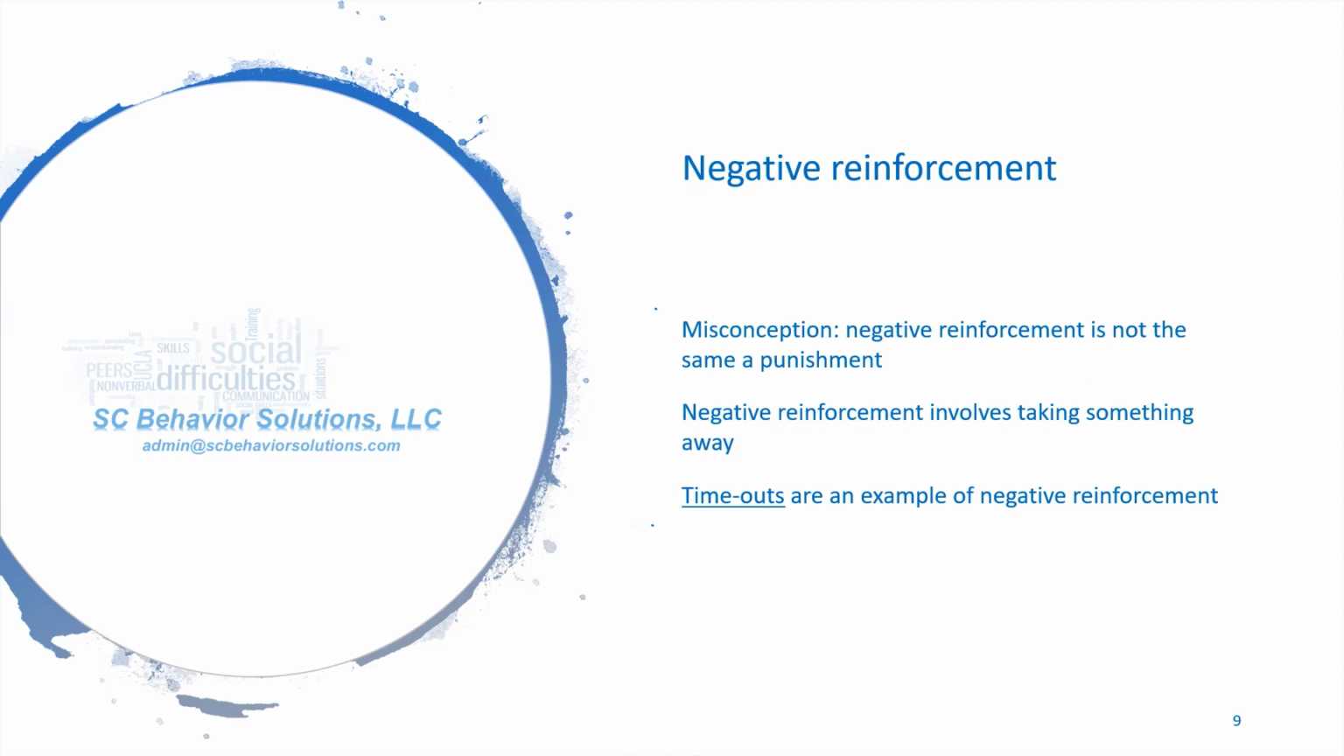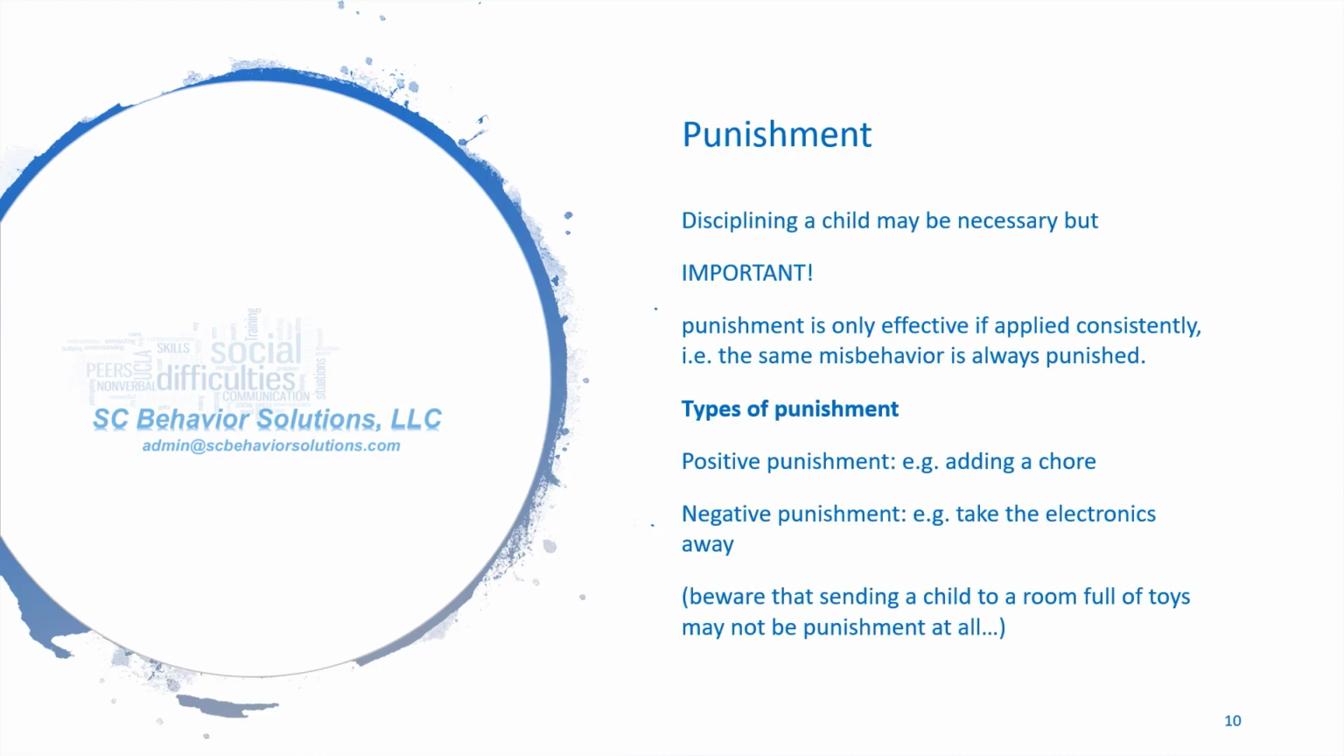Negative reinforcements, on the other hand, are not punishment. They actually involve taking something away. Timeouts are an example of negative reinforcement. Take the child away from the area where the toys or the computer is, and send them to a room, a cool down room in particular, which is designed to be a low stimulus room.